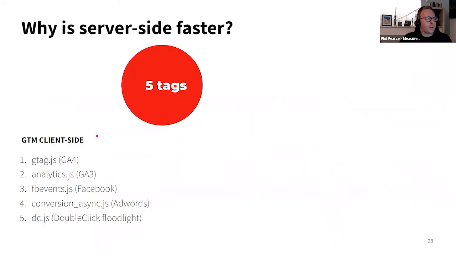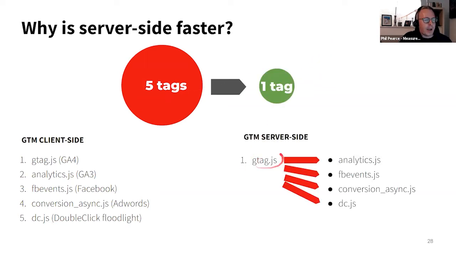Here are some examples of the benefits of server side. Here we've got 5 different tracking libraries: Google Analytics 4, GTag, Google Analytics 3, Facebook, AdWords, and DoubleClick. Each of these has to load in order to send a relevant tracking pixel. So we've got 5 tags here. You can actually consolidate those into one tag using GTM server side, and then get that one tag to relay server to server through to these other places.